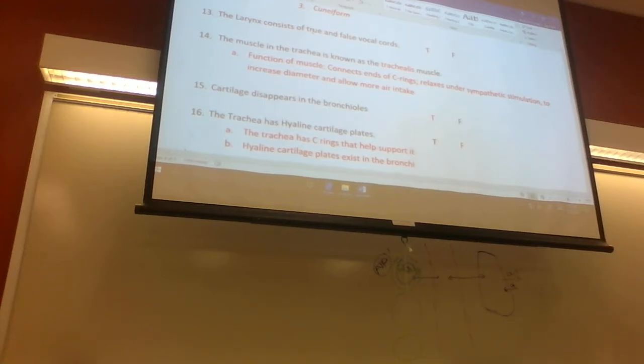And then the trachea, this 16 is false. The trachea does not have hyaline plates. It has C rings. Hyaline cartilage plates are in the bronchi. So if you've read about hyaline cartilage C rings, there's different kinds of cartilage, and this changes based on the structure and the location.